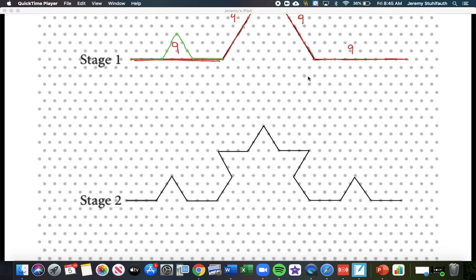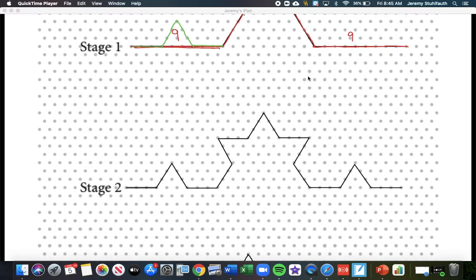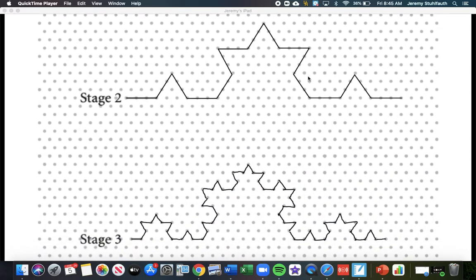So I went ahead and drew stage 2 and stage 3. And what you can see is instead of in stage 1 where we had a length of 9 units for each side, it got divided into 3. So we have 3, 3, 3, 3, and so forth. Every side that we have here is 3 units long.